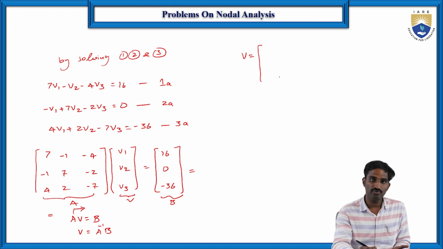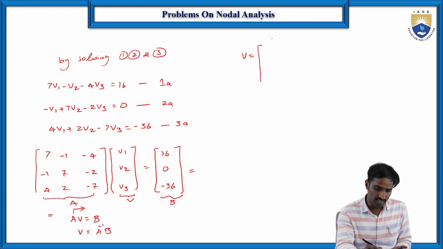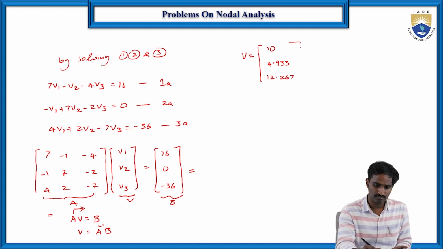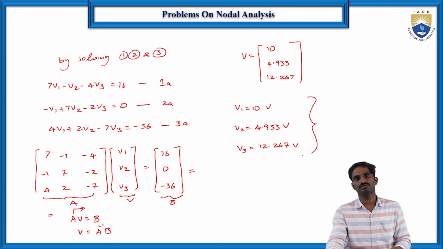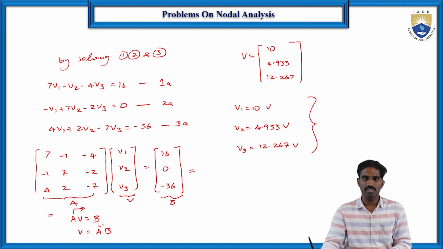So the V matrix that you get is a single column matrix, and the values are 10, 4.933 and 12.267. Which means V1 is equal to 10 volts, V2 is equal to 4.933 volts, and V3 is equal to 12.267 volts. So this is how we can find the values of V1, V2, V3 by using nodal analysis.